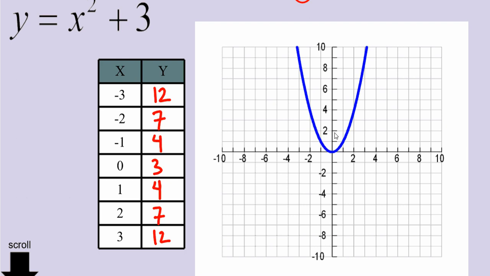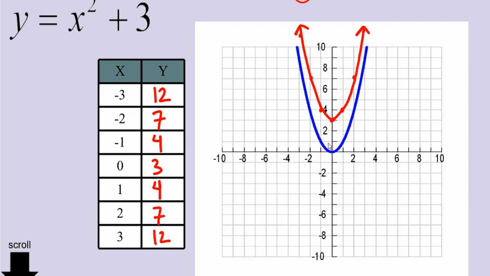Plot my points. Hey, it doesn't start at 0, 0 anymore, it's moved up 3. 1, 4, 2, 7, 3, 12 doesn't fit, but I can imagine it being somewhere up here. And then I just mirror image. That there, somewhere there, and it looks like that.